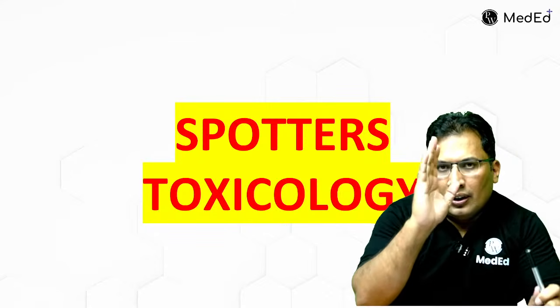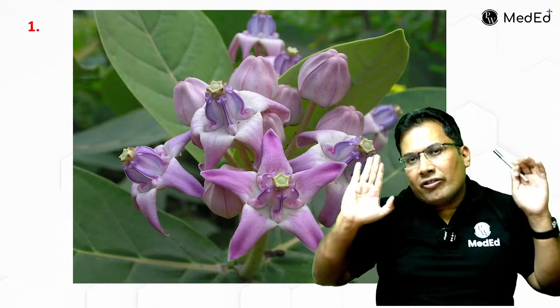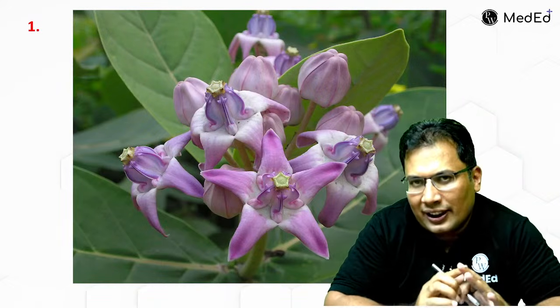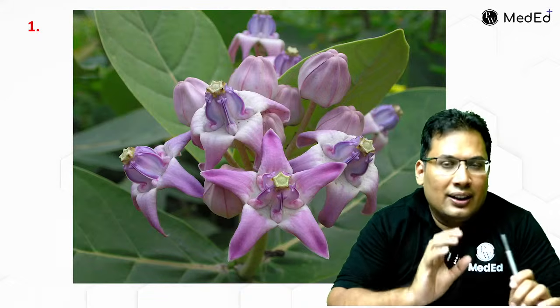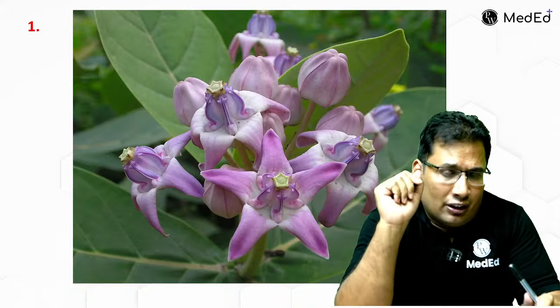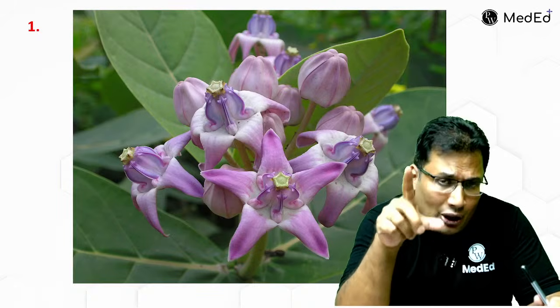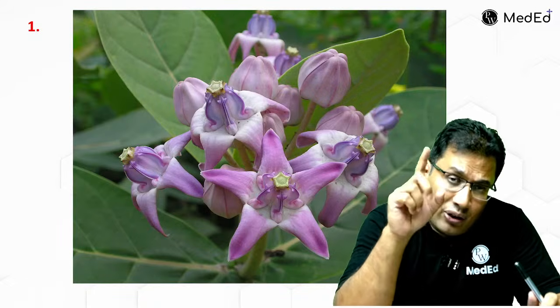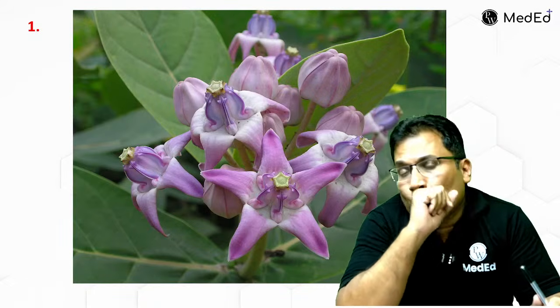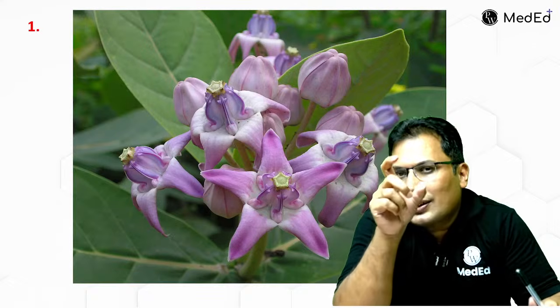Okay, fine. The first spotter. Very commonly asked in forensic medicine spotters. There is a plant given. The plant has pink or white colored flowers. It is used in criminal abortion. It is also used in artificial bruise. What is this plant known as? What is the toxic principle?